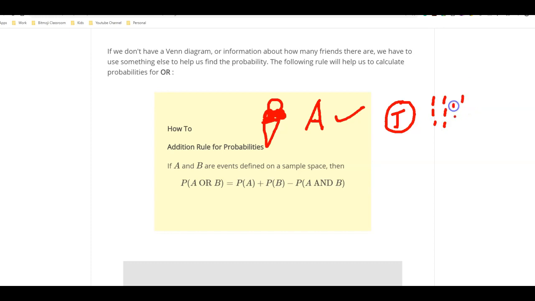Now, these might seem very weird, but you might ask, Miss, why would somebody want to do that? You never know. You might want to find the probability of more than one event. So let's go ahead and look at the addition rule.